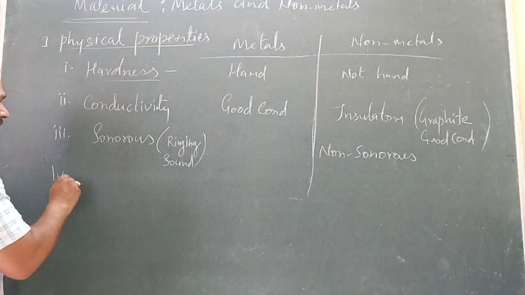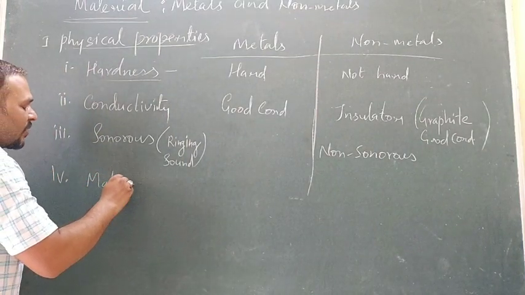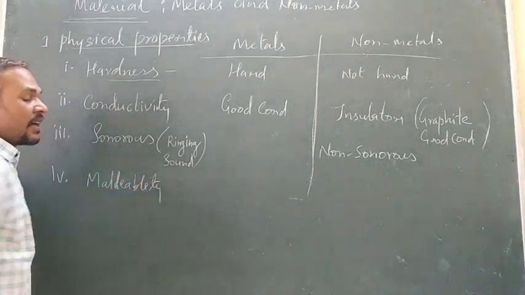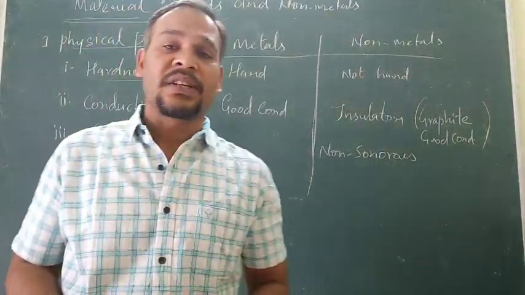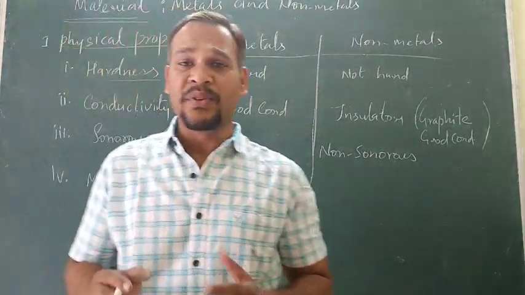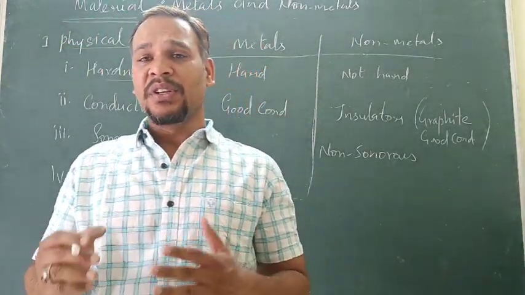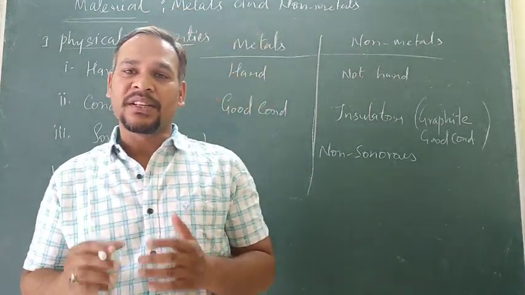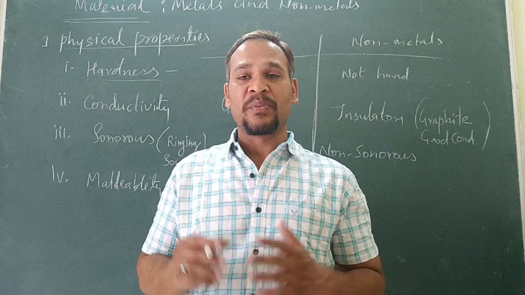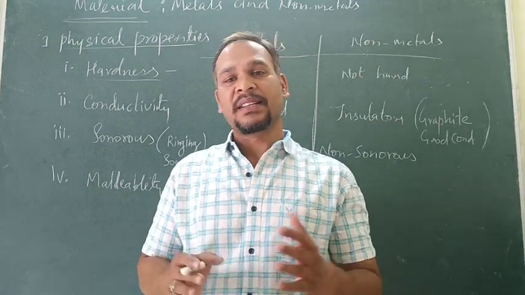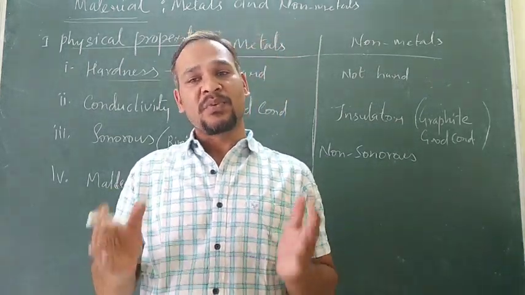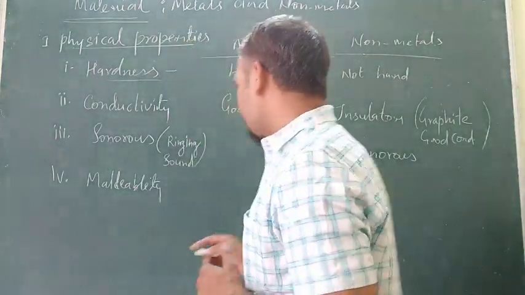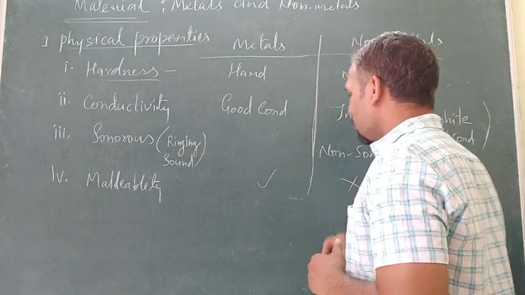The fourth one is malleability. Malleability is the ability to change into sheets. Like aluminium foil, you have seen aluminium is a metal, so metals have the ability to change into sheets. When metals are beaten hard, they can be converted into sheets, right? But non-metals cannot be changed into sheets.